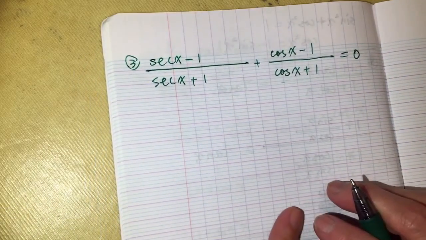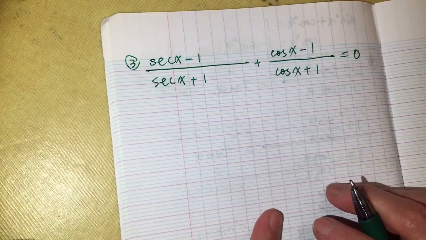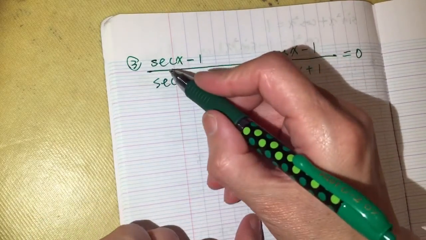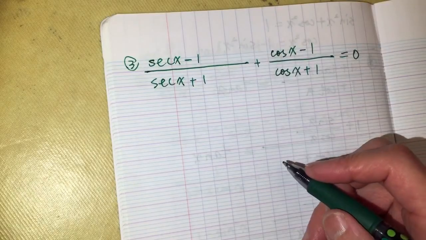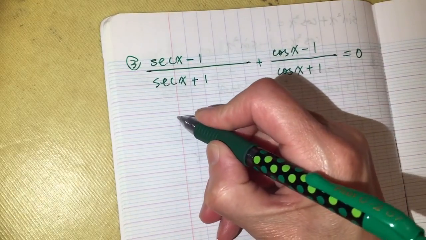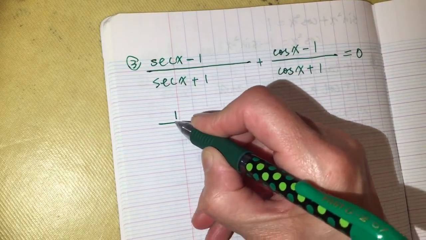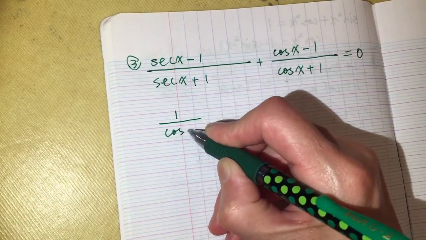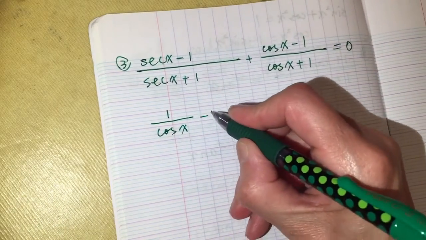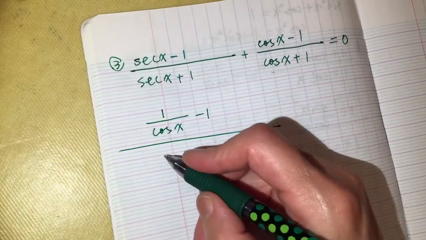What are you trying to play with me? Okay, so secant, we know it means the reciprocal of cosine x, right? Minus 1, bottom part.